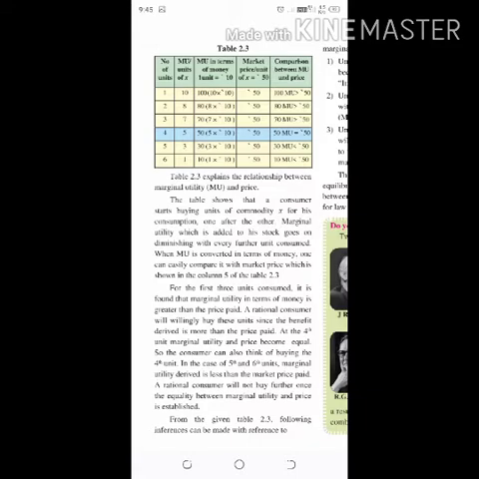For the first 3 units consumed, it is found that the marginal utility in terms of money is greater than the price paid. The rational consumer will willingly buy these units since the benefit derived is more than the price paid. At the fourth unit, marginal utility and price become equal, so the consumer can also think of buying the fourth unit. In the case of the fifth and sixth unit, the marginal utility derived is less than the market price paid. The rational consumer will not buy further once the equality between the marginal utility and price is established.